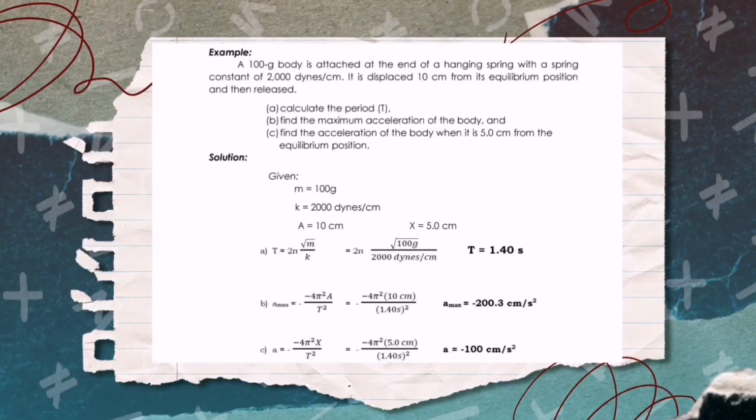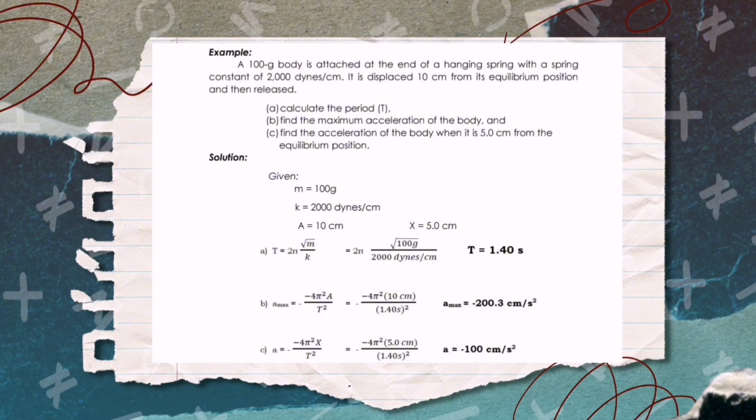Example problem. So now, let's apply this equation in an example. A 100-gram body is attached to a spring with a spring constant of 2000 dynes per centimeter. It is displaced 10 centimeters from its equilibrium position and released. Now, we are asked to find the variable T, or the period, the maximum acceleration, or a sub max, and the acceleration when x is equal to 5.0 centimeters.